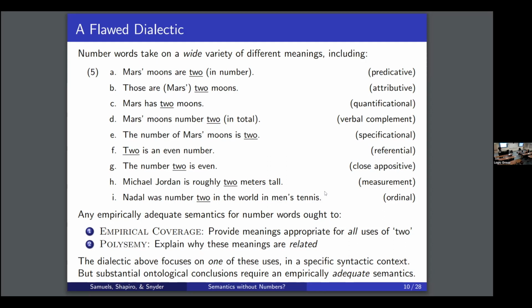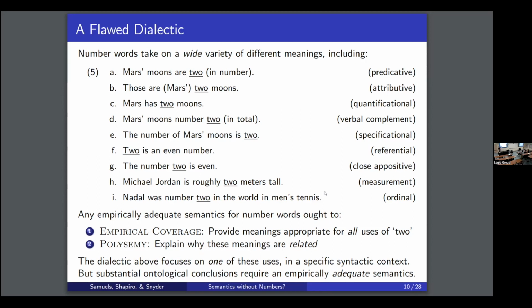2 here is a complement of a verb, kind of like Mary's canoe weighs 4 pounds, right? Something like that. The number of Mars's moons is 2. This is what's known as a specificational sentence. It occupies a special position in the philosophy of mathematics and the philosophy of language, because Frege specifically talked about this sort of construction. But for our purposes here, it's just one of many other uses of 2. We won't focus too much on that here.